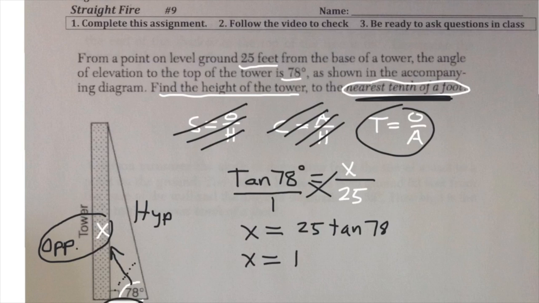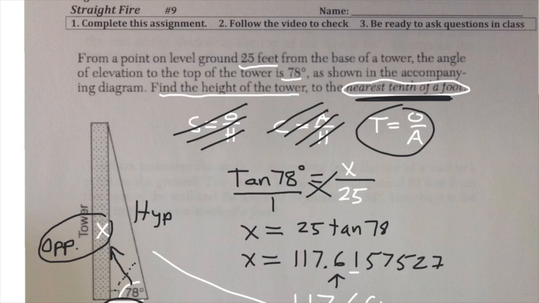Okay, once it's typed in, it comes out to be 117.6157527. That's what the calculator screen tells me. Rounding to the nearest tenth of a foot, well, the tenth place would be the 6. So it either stays a 6 or it changes to a 7. Since this number is lower than 5, it will stay as a 6. So the answer would be 117.6 feet. And the last thing I like to do is make sure that it looks right in the picture, and it does look like it's properly sized, so that's a good answer.